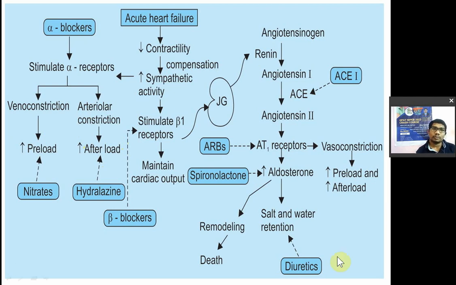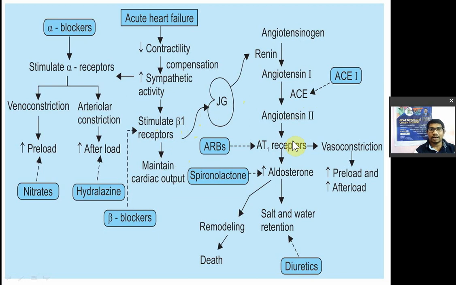Compensatory mechanism increases the preload and afterload by activating and stimulating the alpha receptor. It also stimulates the beta 1 receptor in the heart, which increases the heart rate and force of contraction, which tries to maintain the cardiac output. It also stimulates the beta 1 receptors of your kidney, which causes activation of renin. So it will convert angiotensinogen to angiotensin 1, and angiotensin 1 will become angiotensin 2 by the ACE.